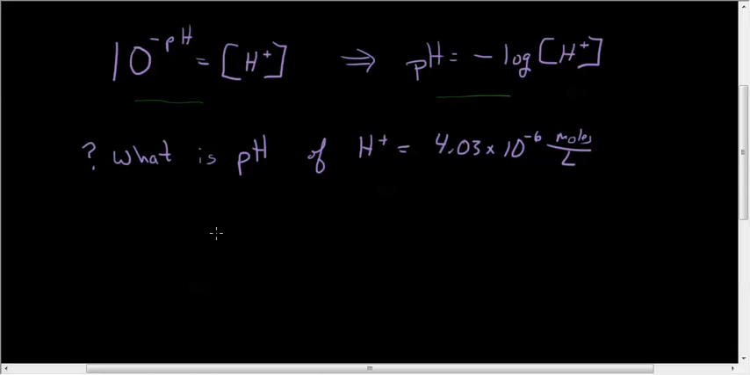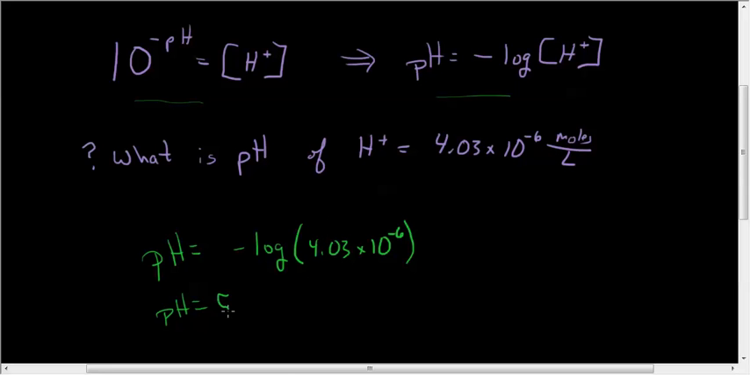So very quickly, if you're asked for the pH of a solution where the H plus ion concentration is 4.03 times 10 to the negative 6, you just put this straight in your calculator. The pH is the negative log of 4.03 times 10 to the negative 6. So that negative 6 could come out front, but we're just going to put that straight in our calculator, and we'll get a pH of 5.4. So the pH of this solution is 5.4.